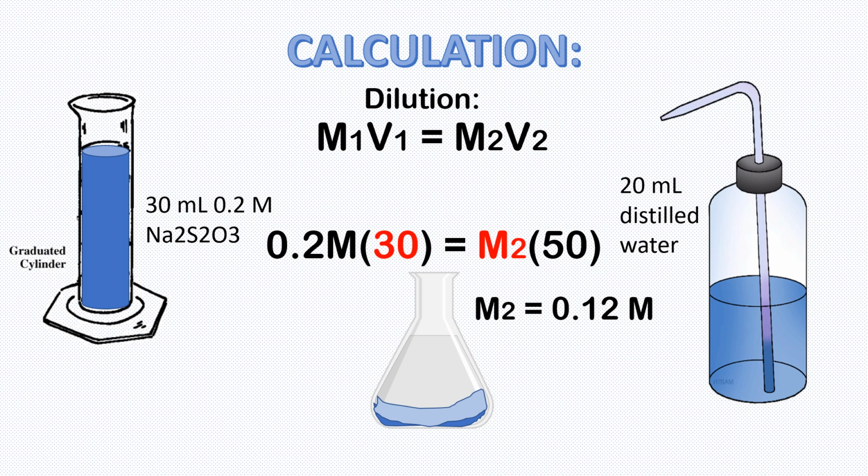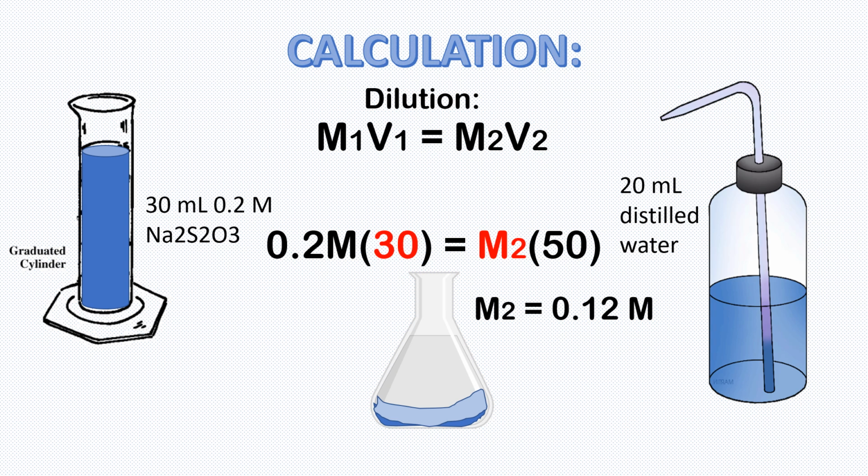So your M1 is the original concentration, 0.2 molar. Your V1 is the 30 ml that you take from the 0.2 molar concentration, equals to M2, the concentration of diluted sodium thiosulfate, and V2 is the total volume after you mix 30 ml thiosulfate with 20 ml distilled water. Okay, so by using this formula, you can find the new molarity or the diluted concentration of sodium thiosulfate, which is 0.12 molar.